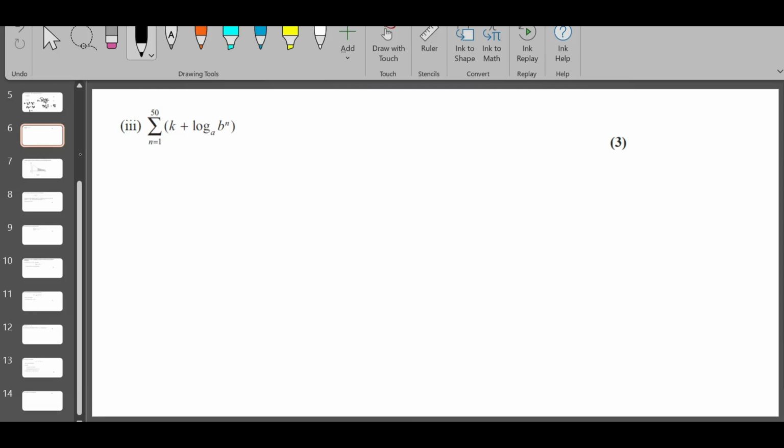Part III now. Sigma n is equal to 1 to 50 of this. I'm going to split the sigma notation. I can write it as sigma k plus sigma log b power n, n is equal to 1 to 50.